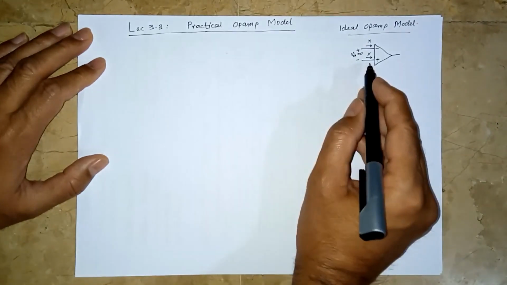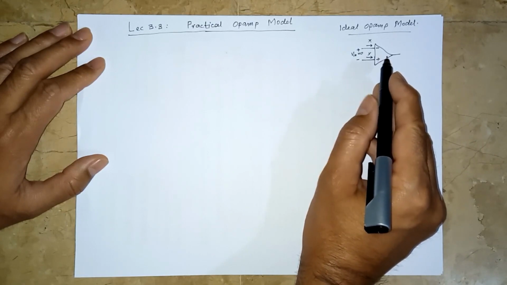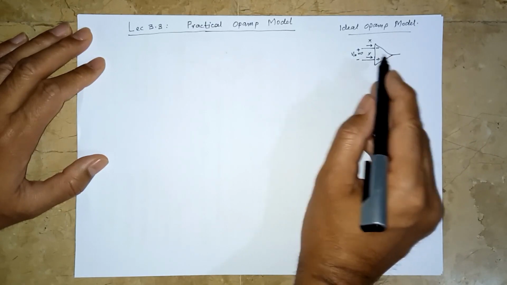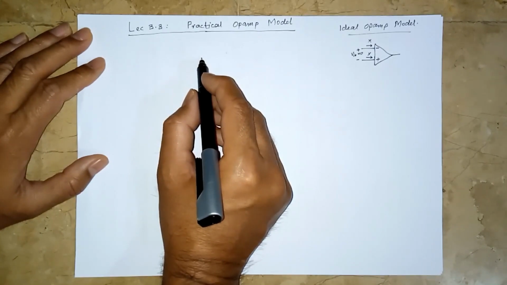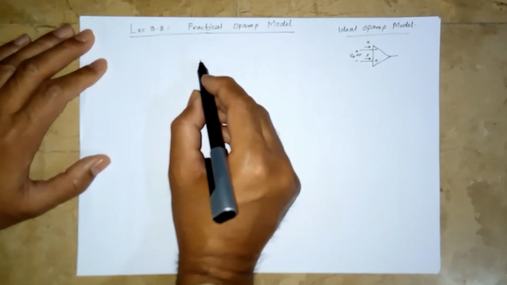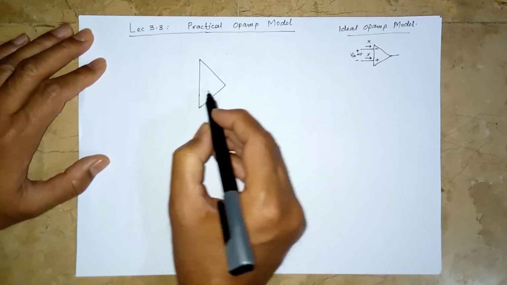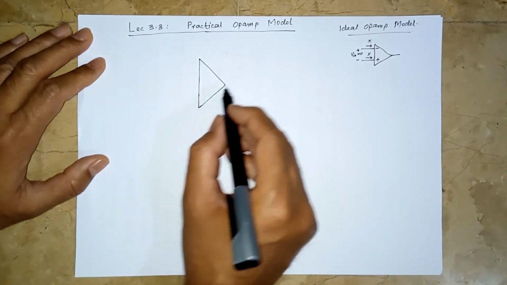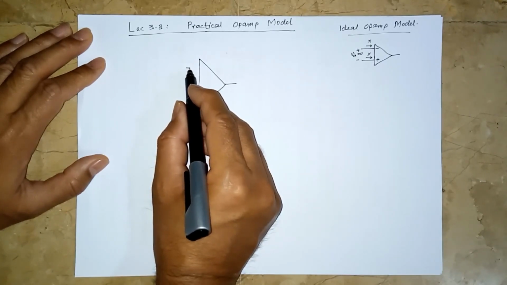Whereas that is an idealistic simplification of how op-amps work. But let us come up with a practical op-amp model that is not that simple, but represents some better approximations of what happens inside an op-amp. So, for example, look at this model.